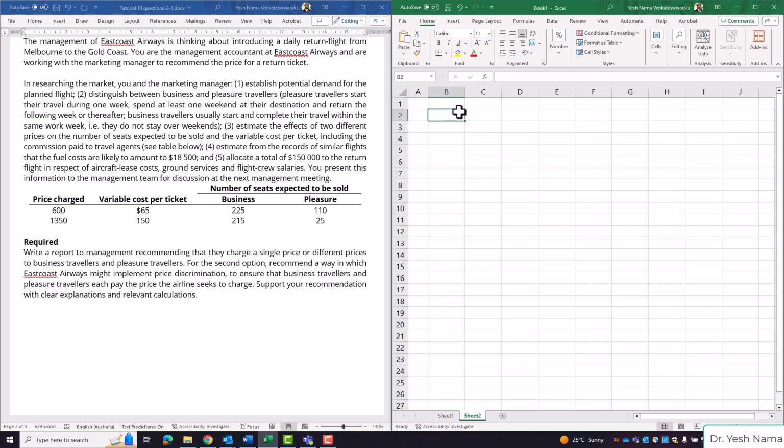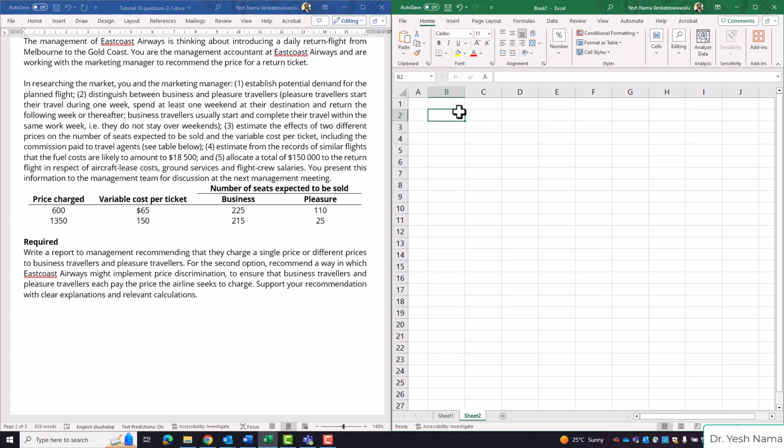The management of East Coast Airways is thinking about introducing a daily return flight from Melbourne to the Gold Coast. You're the management accountant at East Coast Airways and are working with the marketing manager to recommend the price for a return ticket. In researching the market, you and the marketing manager establish potential demand for the planned flight, distinguishing between business and pleasure travelers.